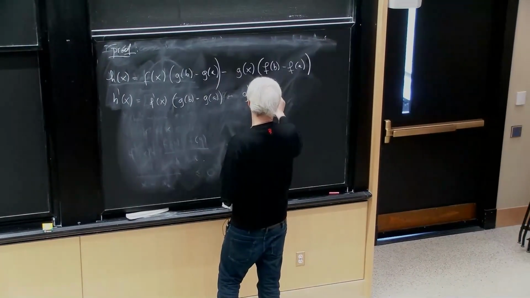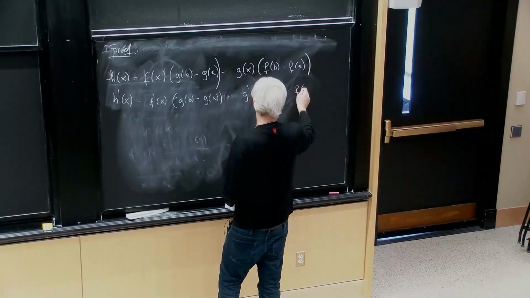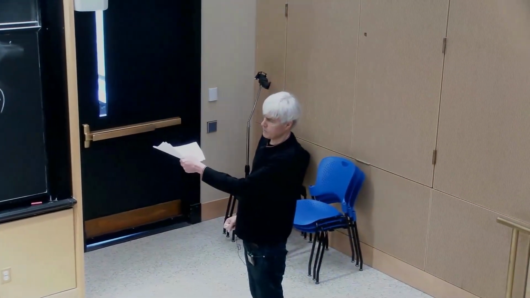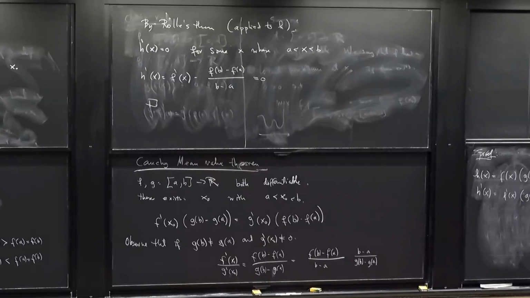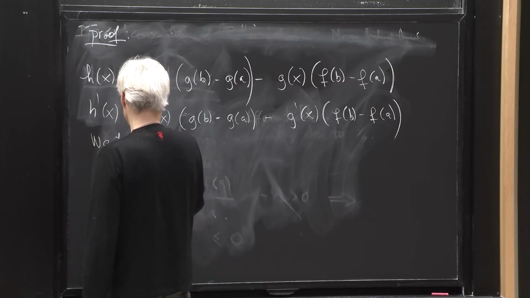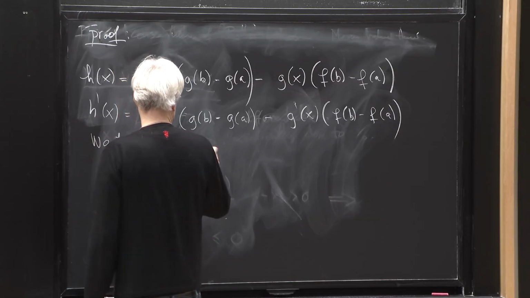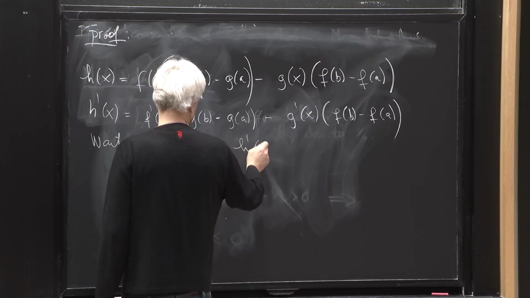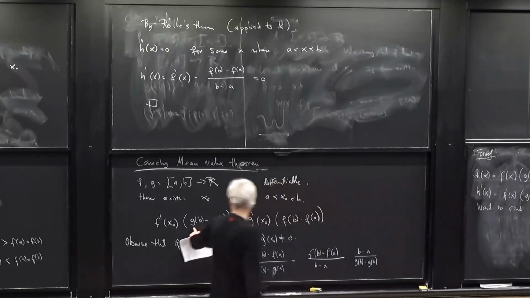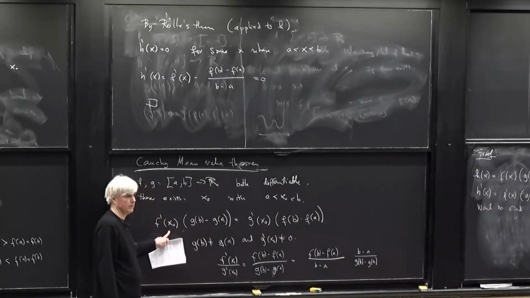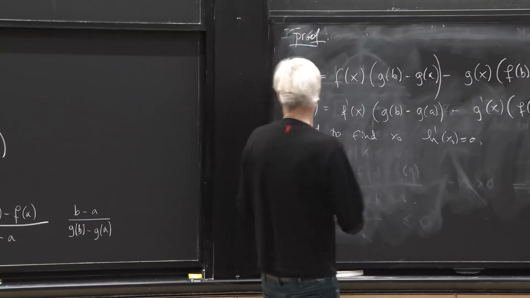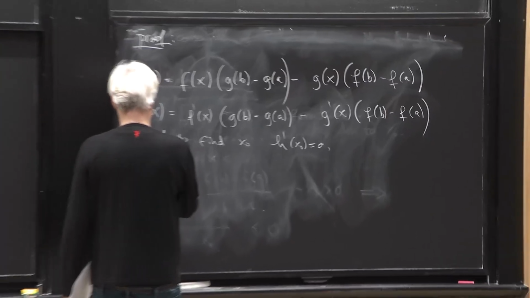Right, this is because everything else is constant. So this is what you get, right? And you want to find an x0 where this thing here is 0, right? To find such an x0 is the same as saying that you have to find an x0 over here, right? Now let's see, what is the value of h at a?